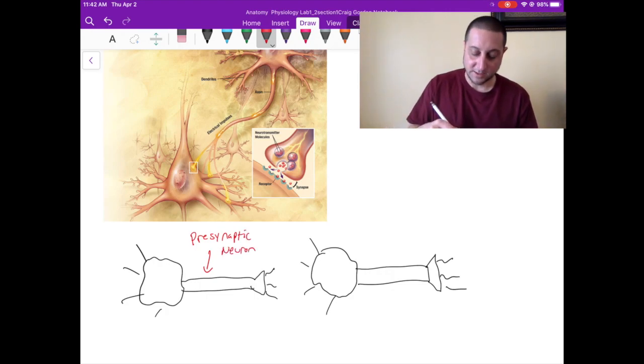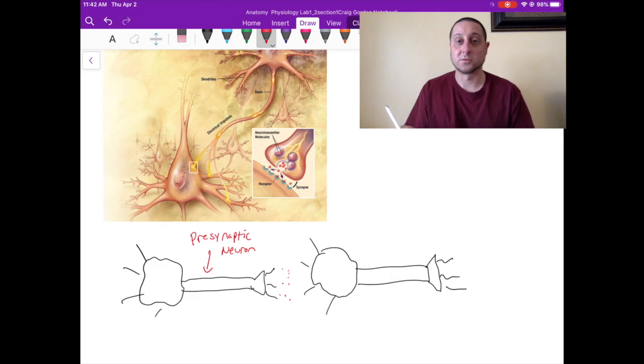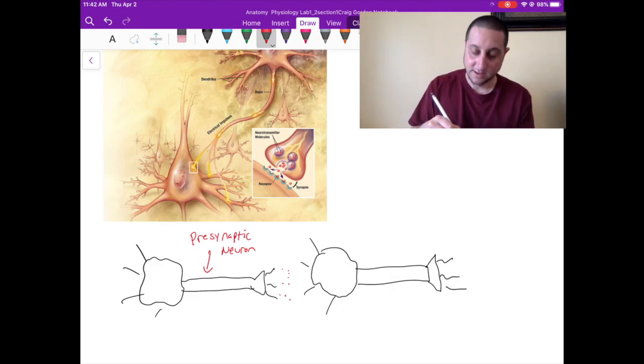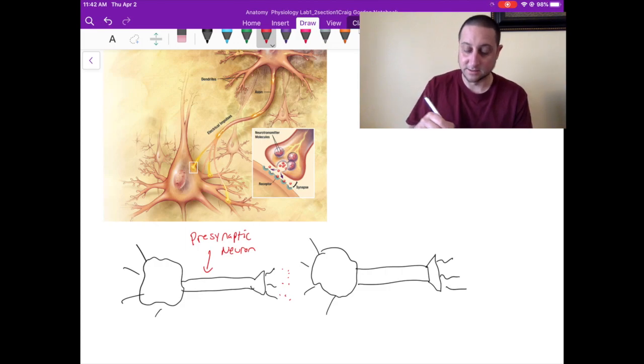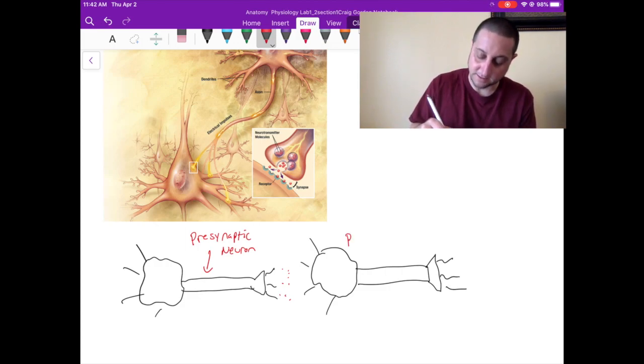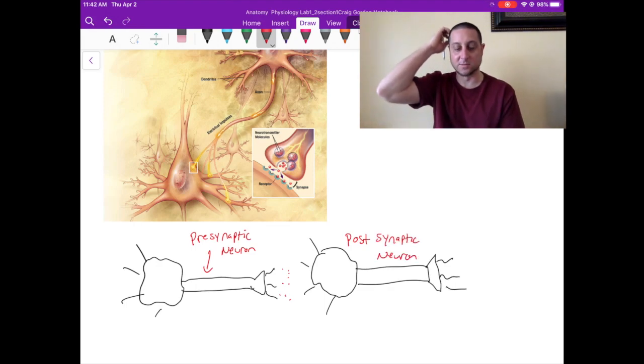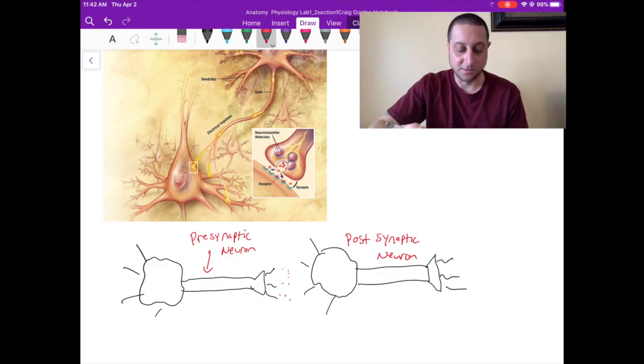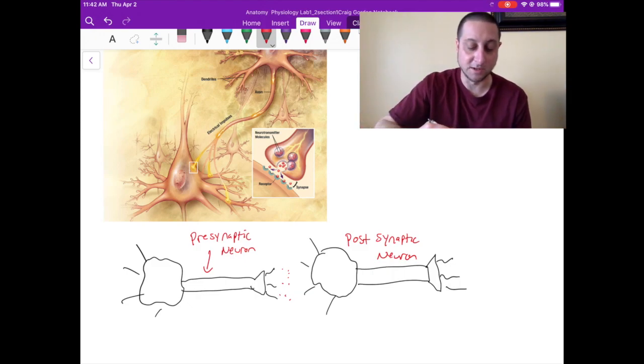And if that presynaptic neuron is releasing neurotransmitter into that synapse, which I'll talk about in a minute, that space, and exciting the next neuron, the one that is getting excited is called the postsynaptic neuron. Okay, so I'll be using those terms today, and I just want to make sure you understand what those are. Presynaptic releases the neurotransmitter. Postsynaptic is going to get stimulated by that neurotransmitter.